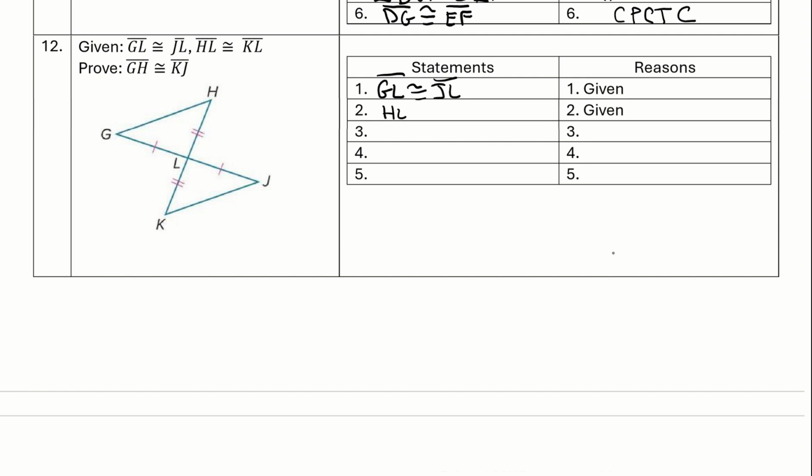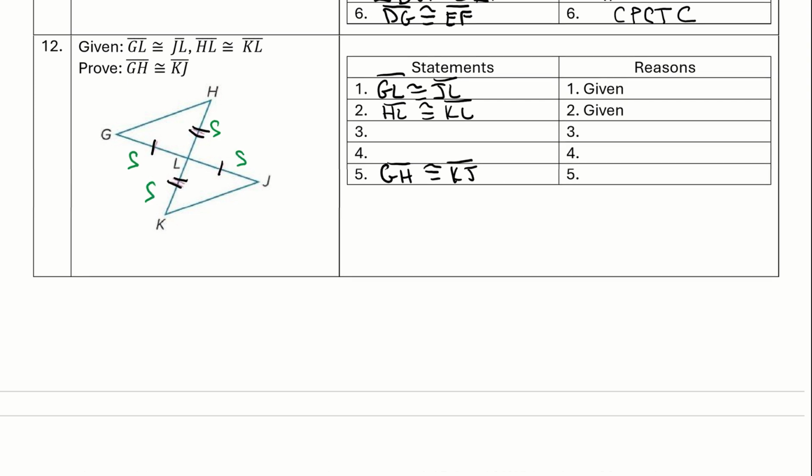We got HL is congruent to KL. And then the proof statement goes last, right? So that's an easy one too. All right. We've marked it on here. We said that GL is congruent to JL, KL is congruent to HL. So it's already written there. That means we got side and a side.